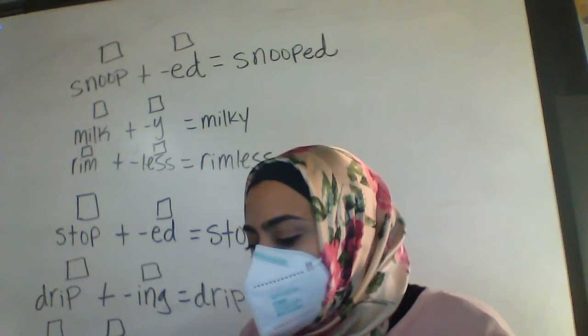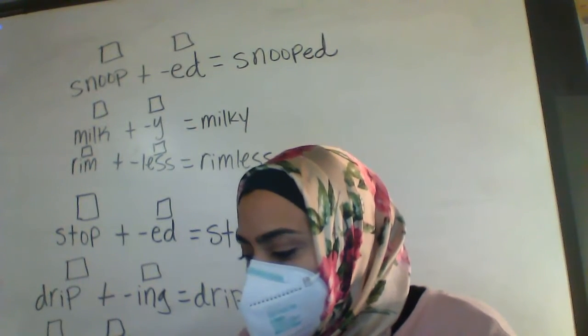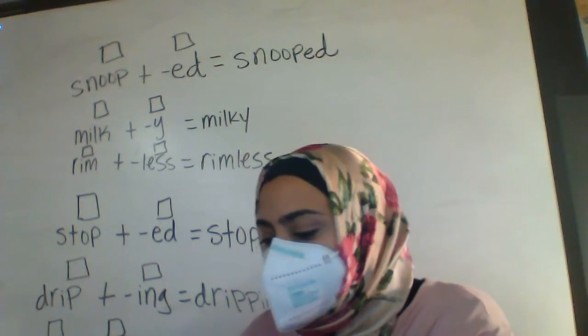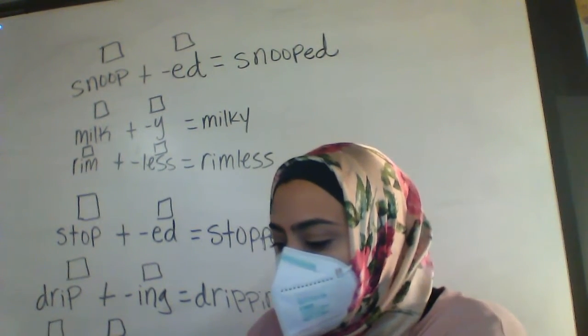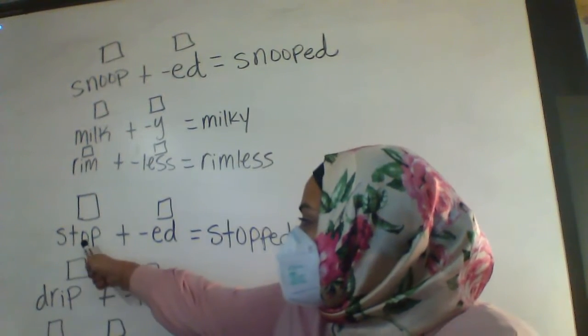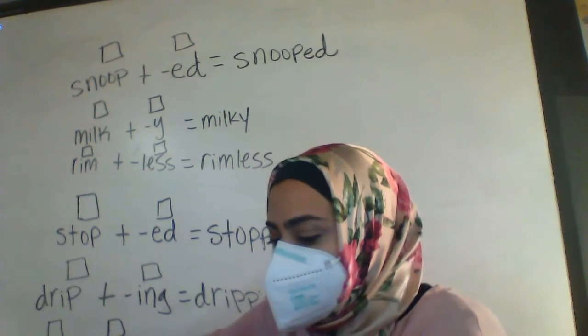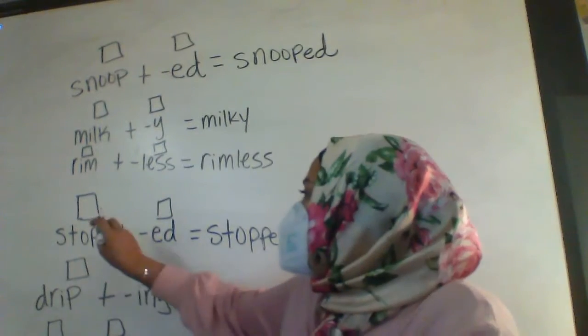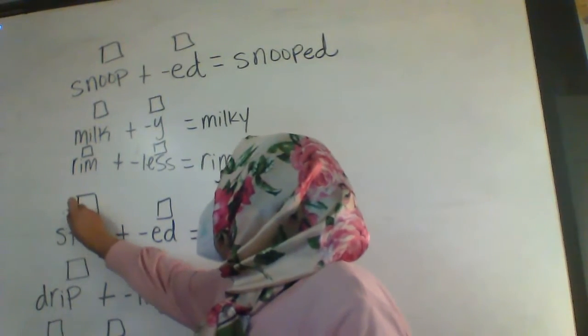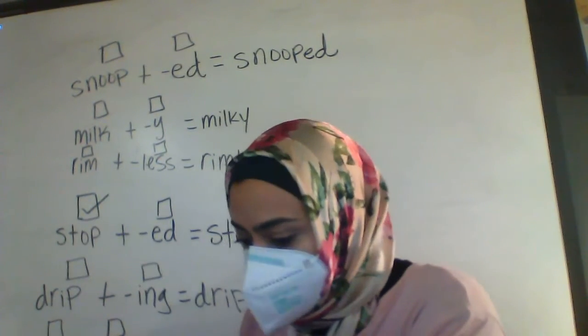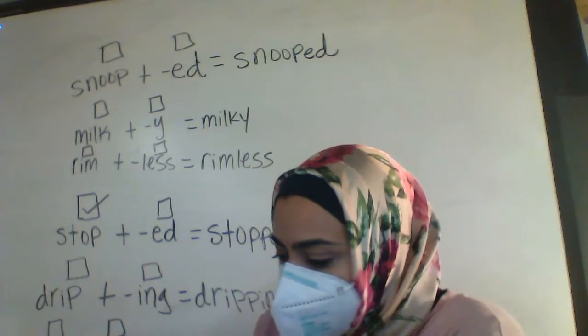Let's try this on our first list of words. Look at the word stop. Does the word end with one vowel and one consonant? Yes, good. This means we can put a check mark over the word. Put a check mark right there. Check. Are we adding a vowel suffix?